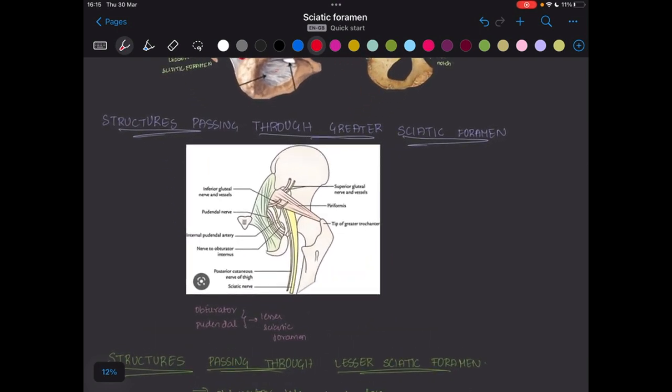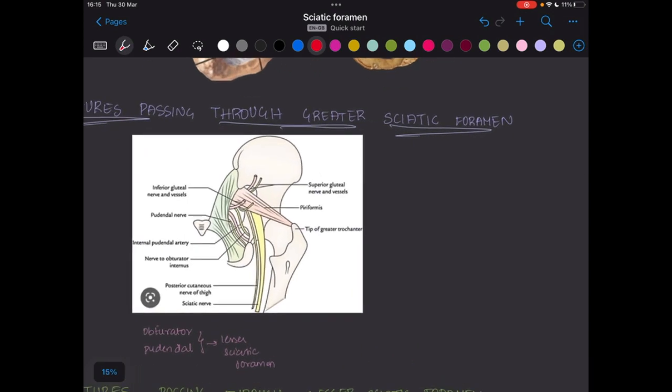The structures passing through the greater sciatic foramen. For this, remember the gluteal region and the muscles of the gluteal region. We are going to divide this into two parts based on the piriformis muscle. So imagine this is the piriformis muscle, which I am drawing in red. Above the piriformis, you can see the gluteus medius and the gluteus minimus. The nerve supplying the medius and minimus is the superior gluteal nerve. So above the piriformis, you see the superior gluteal nerve and vessels.